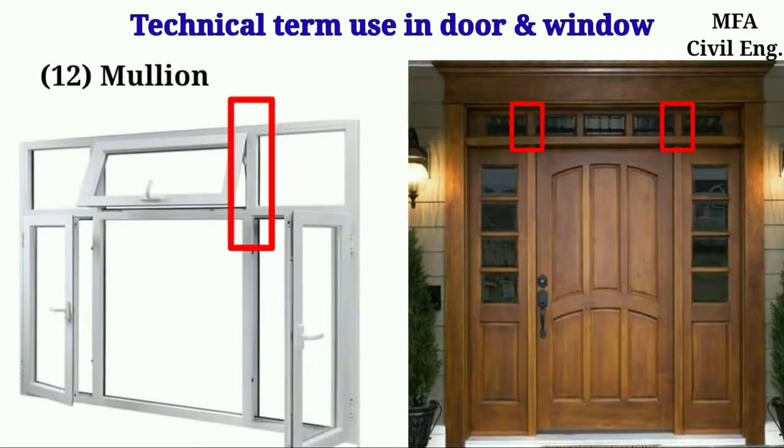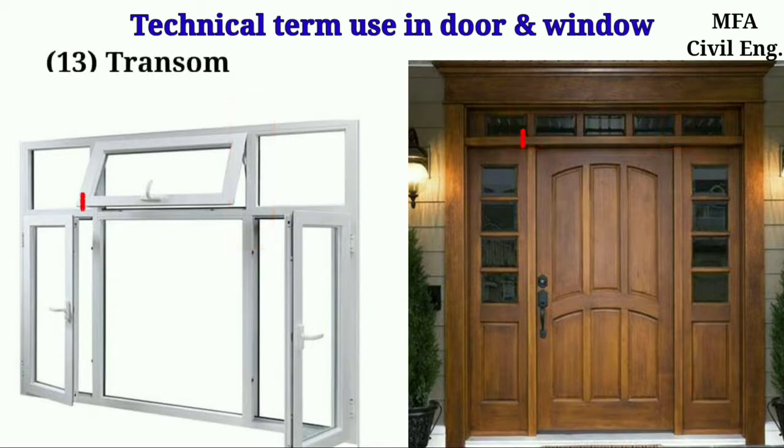Mullion is the vertical member of a frame which is employed to subdivide a window or the door vertically. Transom is a horizontal member of a frame which is employed to subdivide a window opening horizontally.